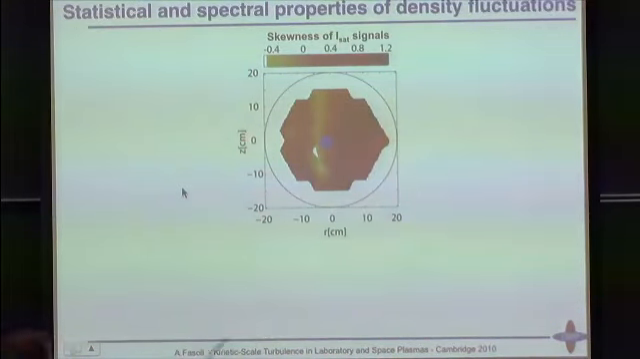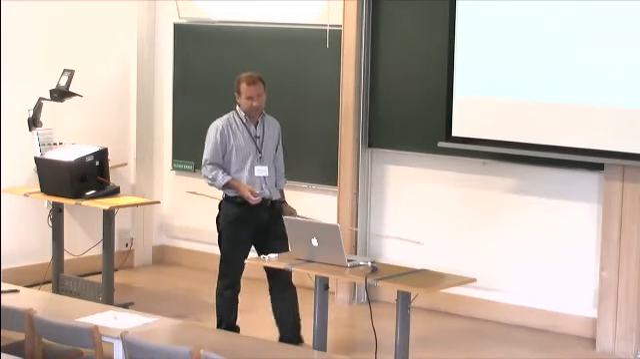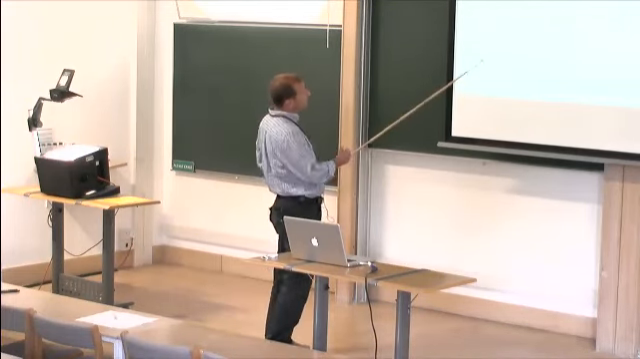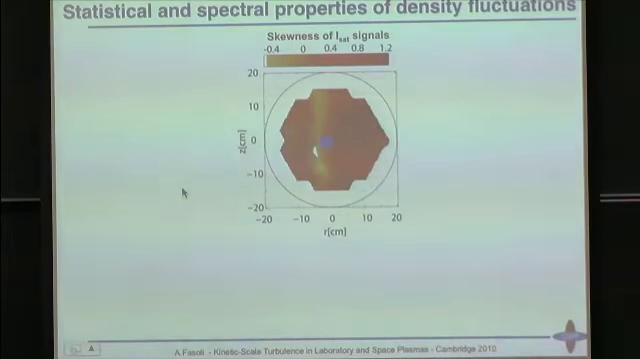So again, to discuss about these two regions, because I think they are important and also akin to what happens in tokamak. This is a 2D profile of the skewness of the ion saturation current signals, or say density.